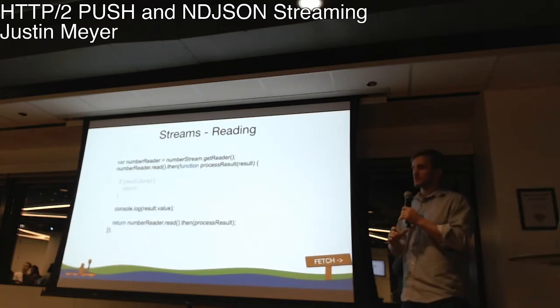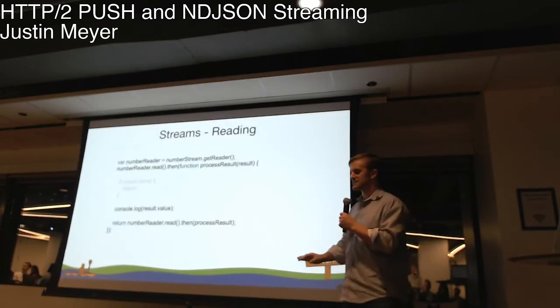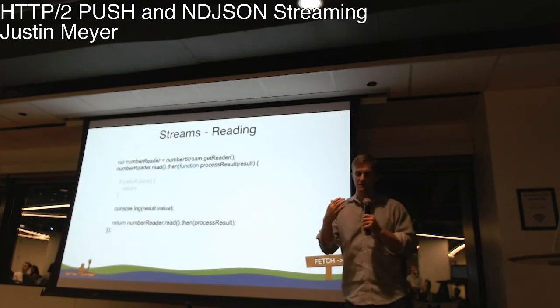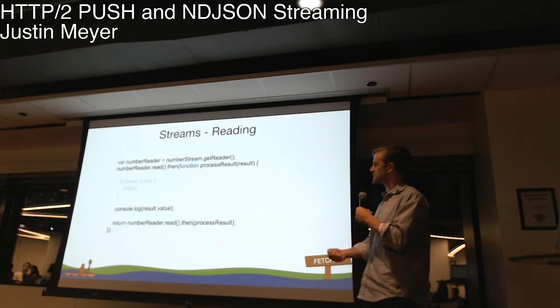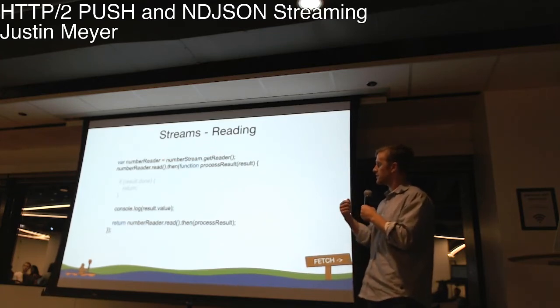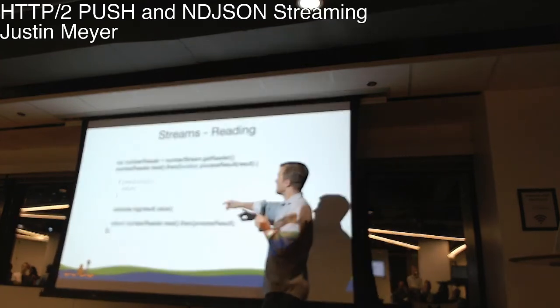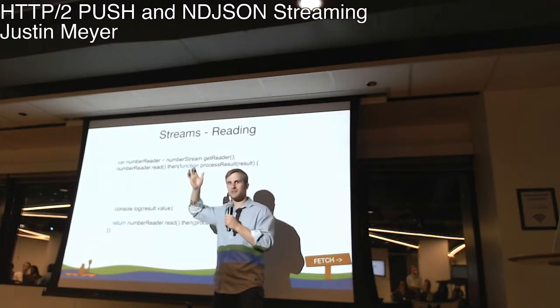So this will get better in a moment, but if you understand promises, this is maybe the easiest way to look at how you would pull numbers out of a readable stream, or out of this number stream. So anybody familiar with Rxjs?